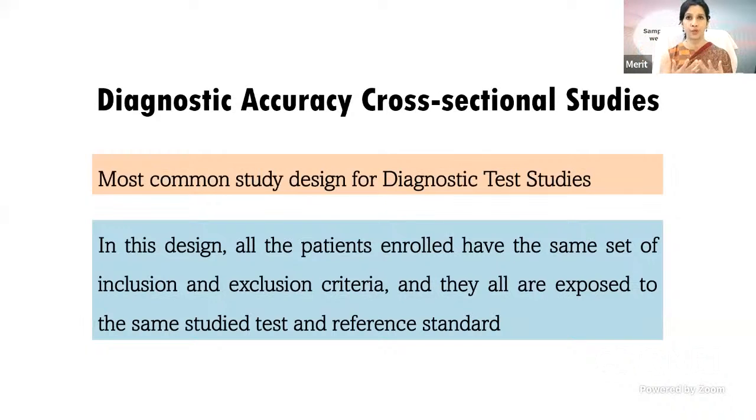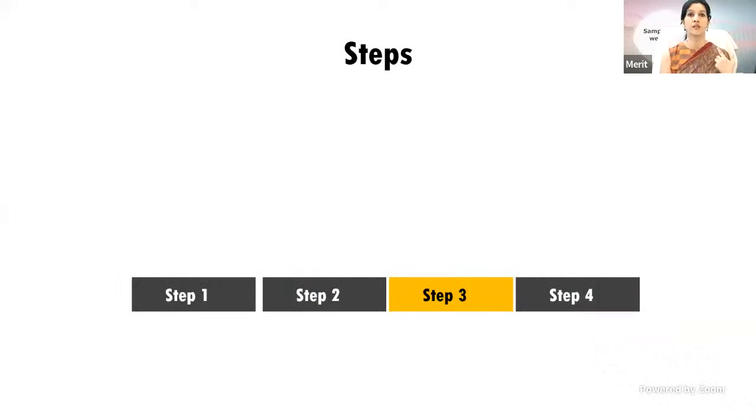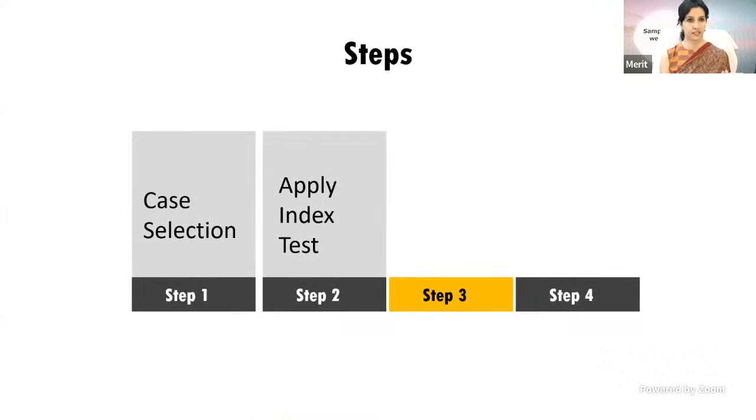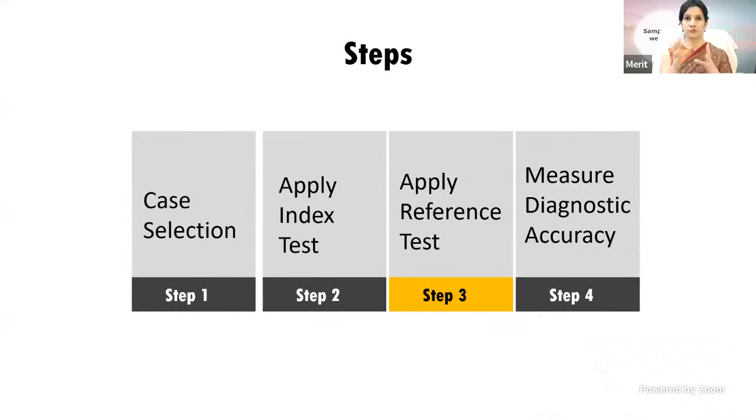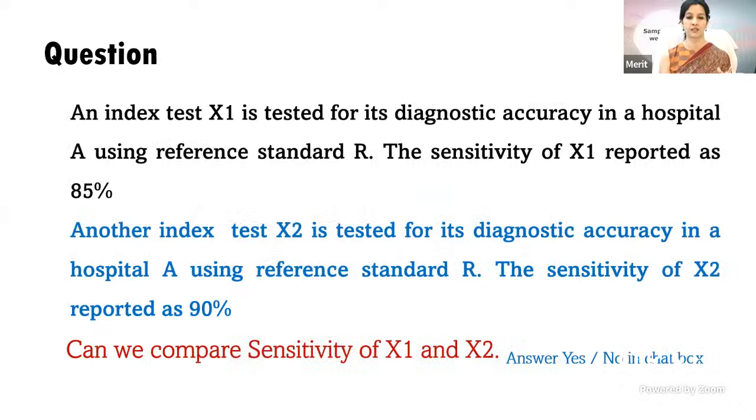We enroll them together, and then they are exposed to the same index test first, and then they are exposed to the reference test. And we have learned that the time gap between these two should be very minimal so that the natural course of the disease should not change, because otherwise it will be a biased study. So the steps are: first you select the cases, then you apply the index test, then you apply the reference test, and then you make a 2x2 table and measure the diagnostic accuracy. So this is the broad step how we should be conducting a cross-sectional type of diagnostic accuracy study.